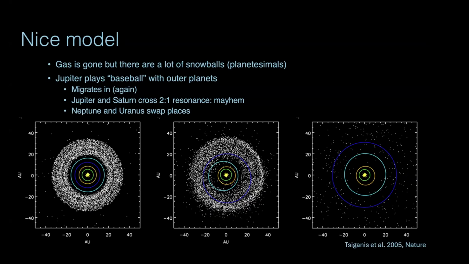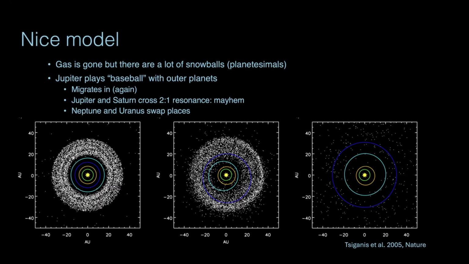So remember, Jupiter and Saturn migrated. They cross this 2-to-1 resonance, and absolute mayhem happens. I misspoke here. Let me say this again. Jupiter and Saturn are both migrating outward as they throw comets into the inner solar system. And eventually, Jupiter and Saturn again cross the 2-to-1 resonance with each other. And this is absolute chaos. Everything starts getting tossed in and out of the solar system.